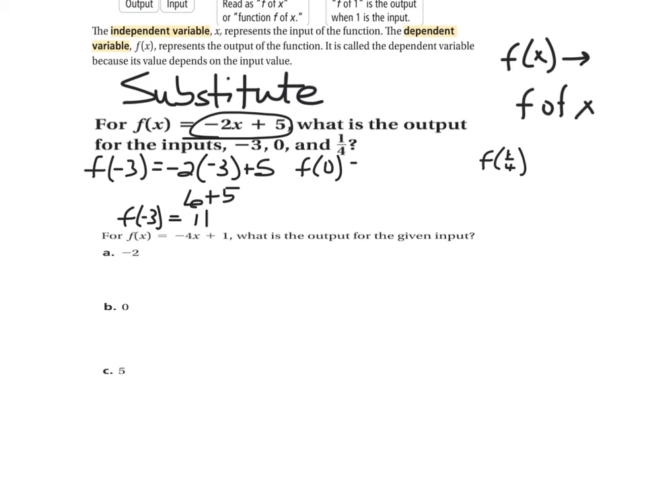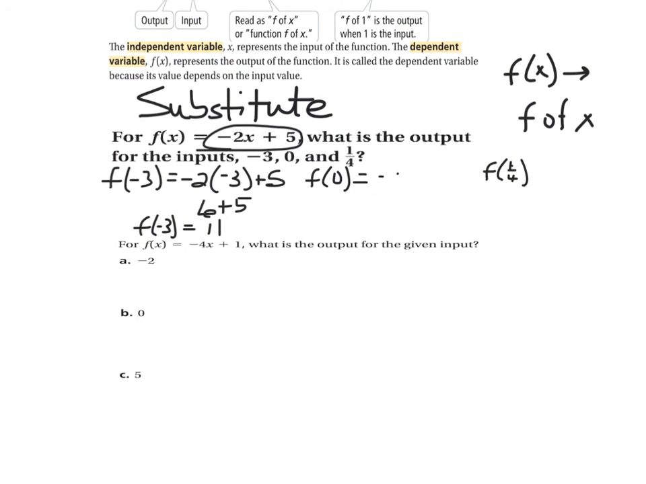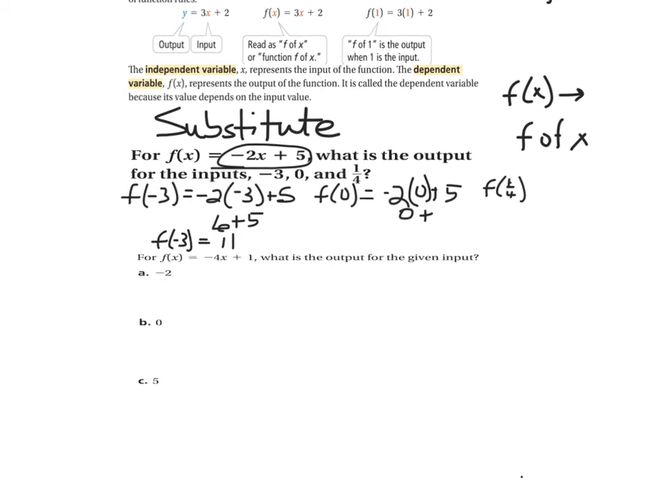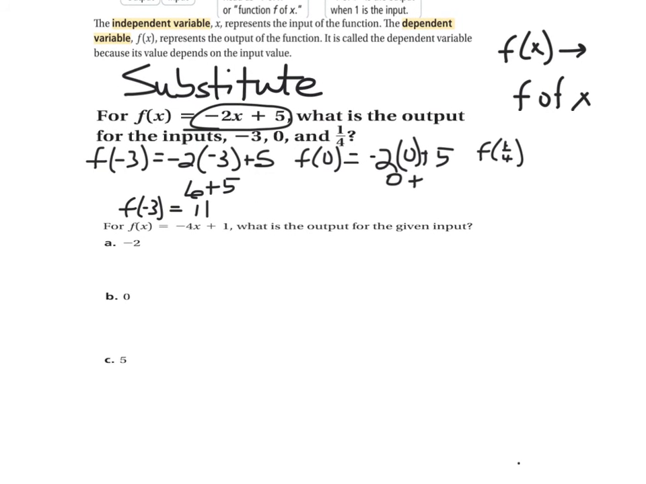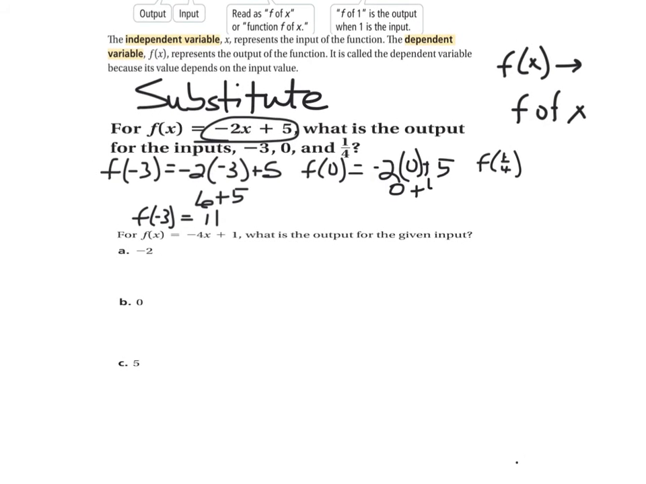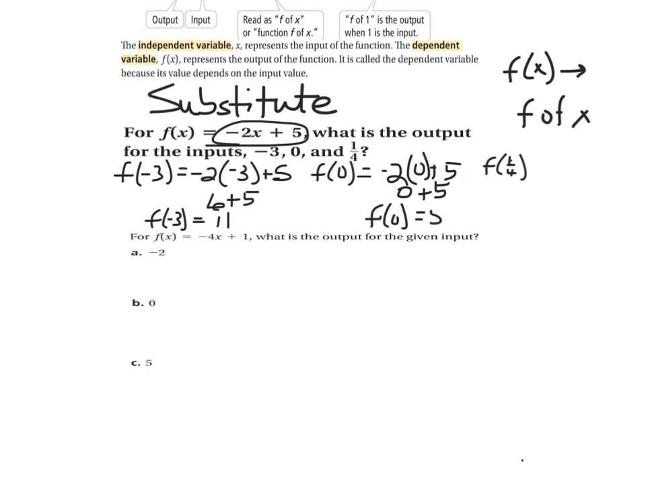When I put 0 in, I get negative 2 times 0, and then plus 5. Negative 2 times 0 is 0, plus 5 is 5, so f of 0 is 5. So again, when I put the 0 in, I get a 5 out.